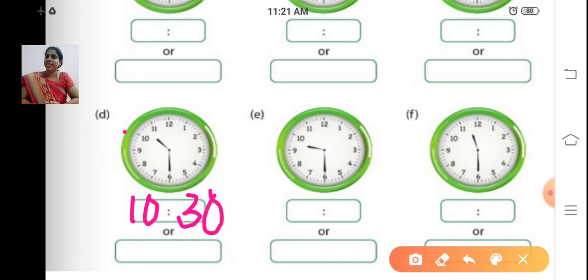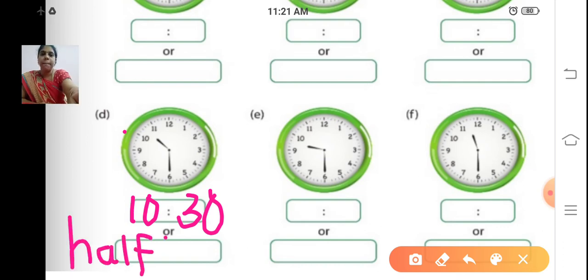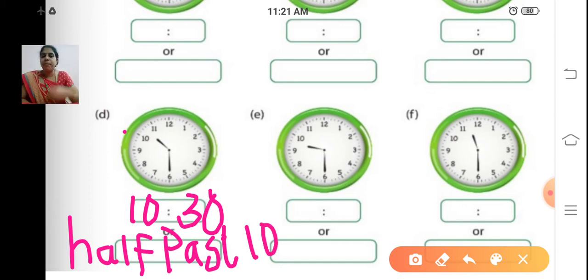How will you write this in another way? Yes, half past. 30 means half. Half past, H-A-L-F. Half past, P-A-S-T. From 10. Half past 10. From 10 o'clock, half an hour is over. Half past 10. H-A-L-F, half. P-A-S-T, past 10. So the time is 10:30.